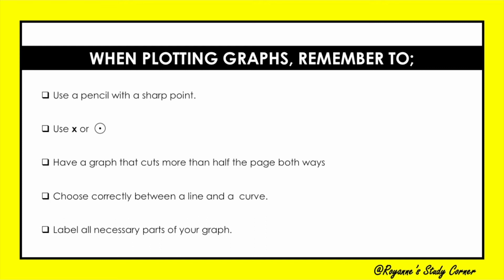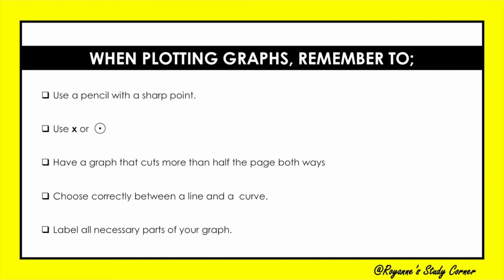We have to use an X or a dot surrounded by a circle when we're plotting points. So in math, we may be used to just using a dot to plot a point, but in physics, we use an X or a dot surrounded by a circle. You should have a graph that cuts more than half of the page both ways. You don't want a graph that's taking up a quarter of your page. If that happens, it means you didn't choose a sensible scale. So you always have to make sure your graph takes up a good chunk of your graph paper.